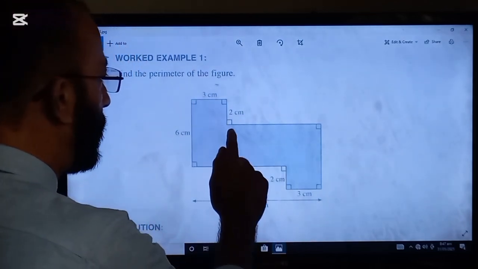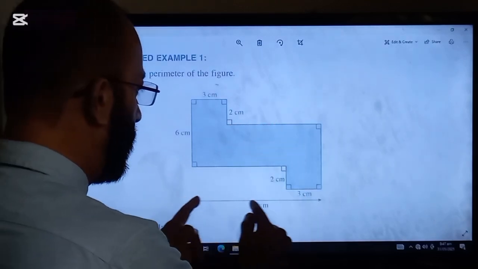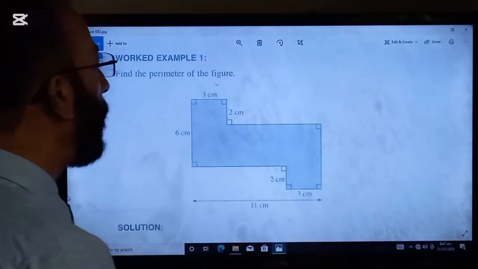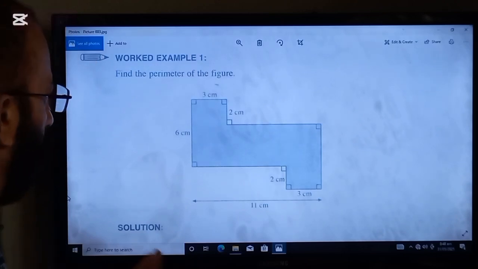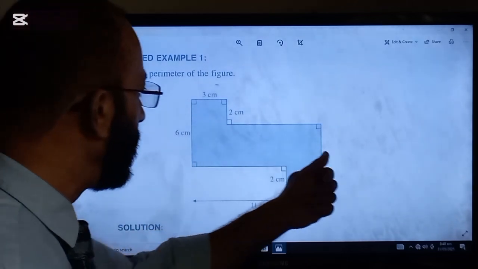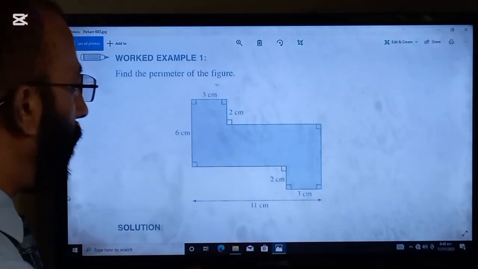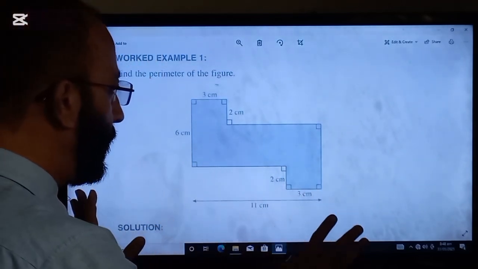Likewise, if this is 3, this length will be equal to 8 centimeters because this is the total length 11. Okay, now we have all the values. This 6 centimeter will be equal to this 6 centimeter as well. Now all values are given, so add them.